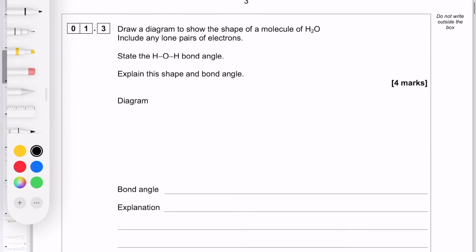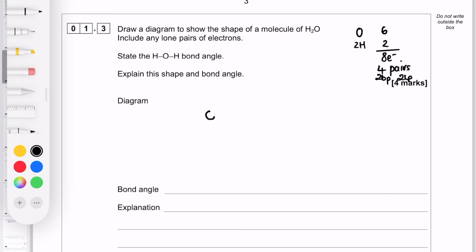Draw a diagram to show the shape of a molecule of H2O. Include any lone pairs and state the bond angle and explain the shape and bond angle. So oxygen is in group 6, so 6 electrons in the valence shell. There are 2 hydrogens, each bringing 1, so that's 2 extra electrons, no charge. So we've got 8 electrons or 4 pairs in the valence shell, but only 2 atoms attached, so that is 2 bond pairs and 2 lone pairs.